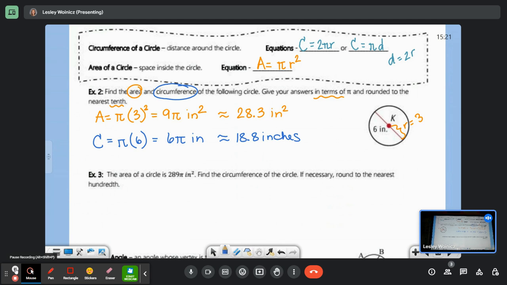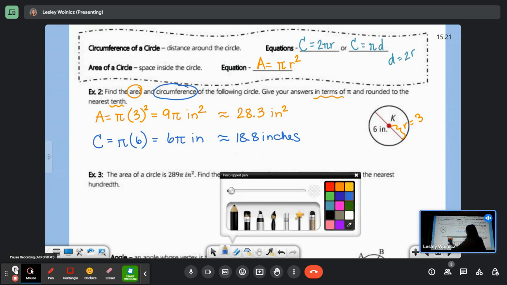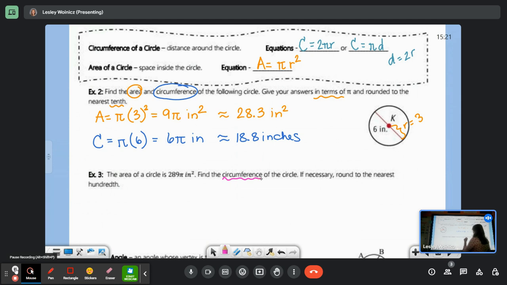Okay, look at example 3. It's telling us the area, but the directions say that we have to find the circumference. What do we need in order to find the circumference? We need either the what or the what? The radius or the diameter. Okay? Doesn't the area of a circle have the radius in it? So I can take this area and solve for the radius and then plug it in to find my circumference. That's the plan.